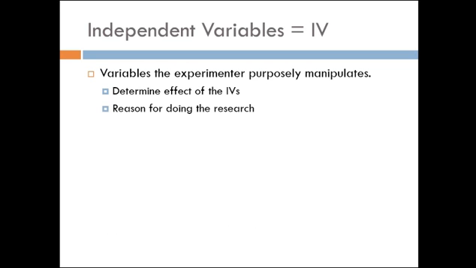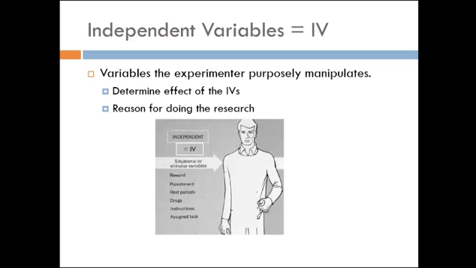The whole reason for doing the research that we're doing is to find out whether the independent variable has an effect on the dependent variable. That's the whole reason why we're doing the study. It's like, why are we even collecting data? To find out whether being in this condition or that condition produces a different outcome. So what can serve as an independent variable?